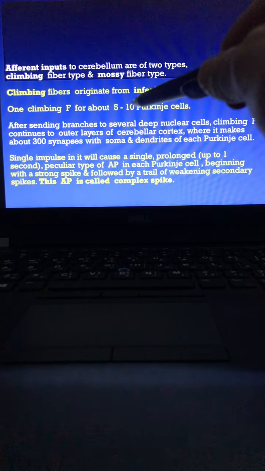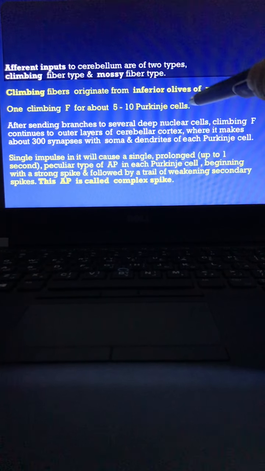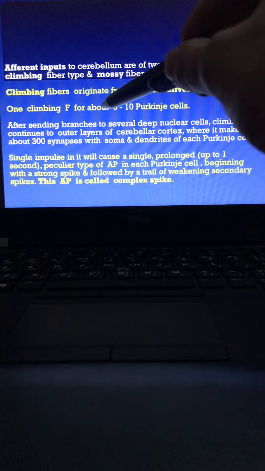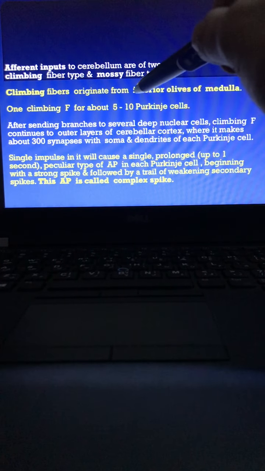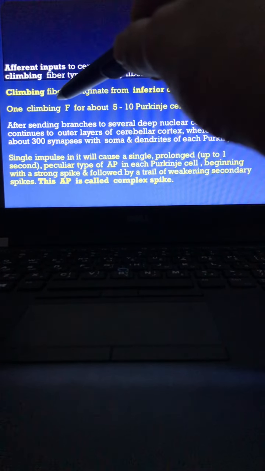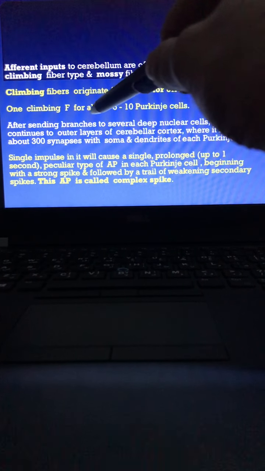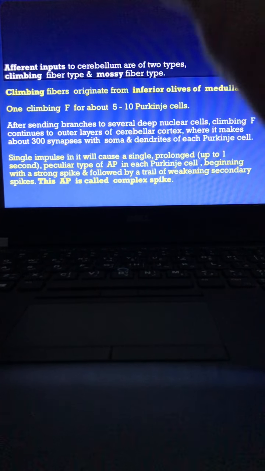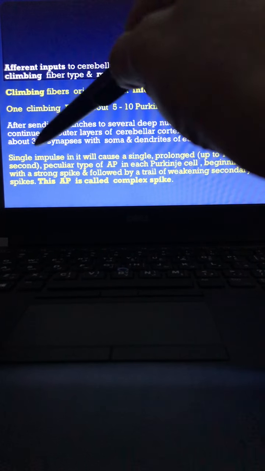After sending branches to several deep nuclear cells, the climbing fiber continues to the outer layer of the cerebellar cortex, where it makes about 300 synapses with the soma and dendrites of each Purkinje cell, with each single Purkinje cell.